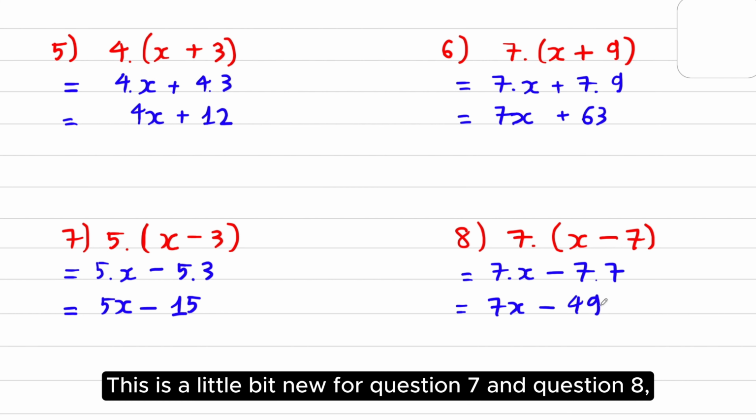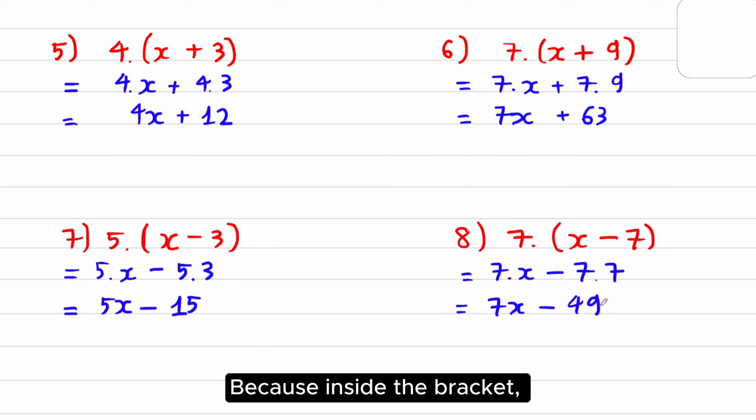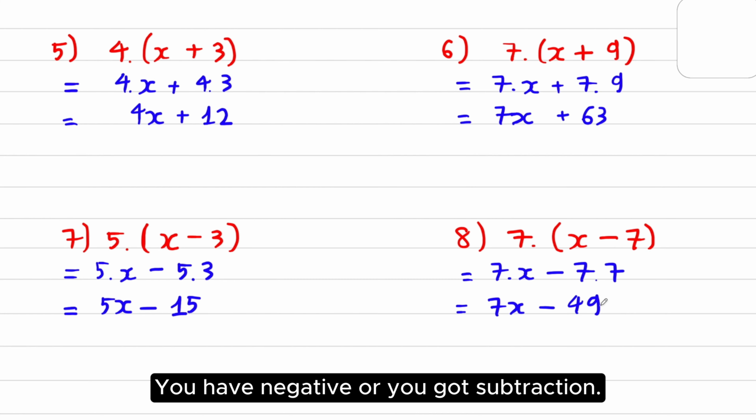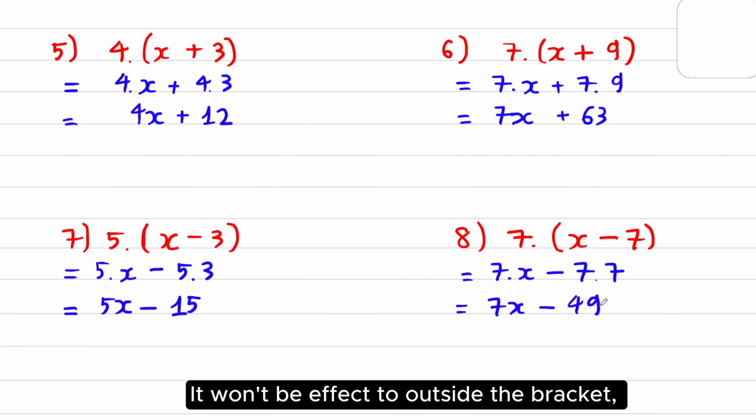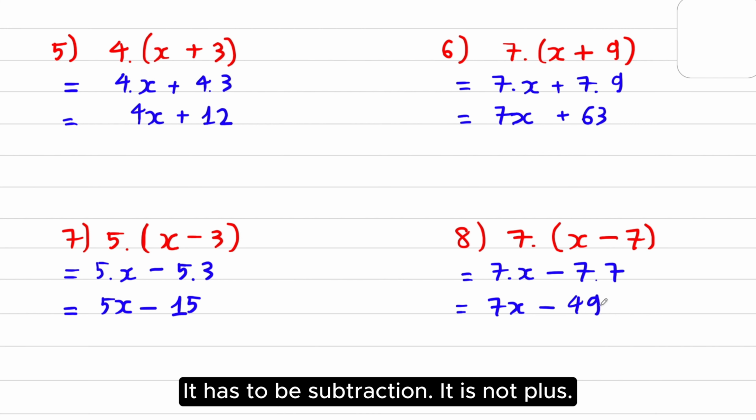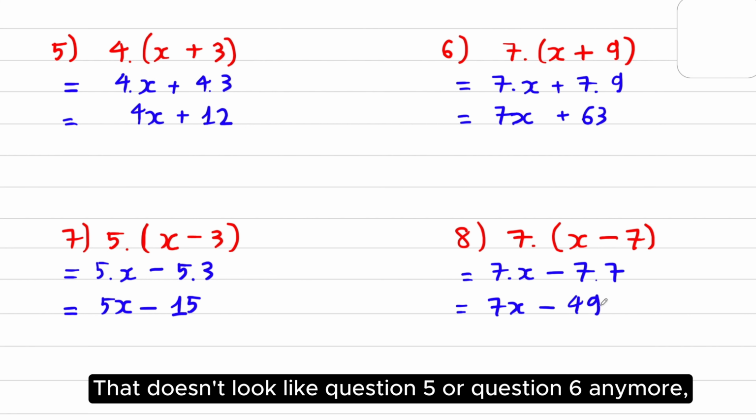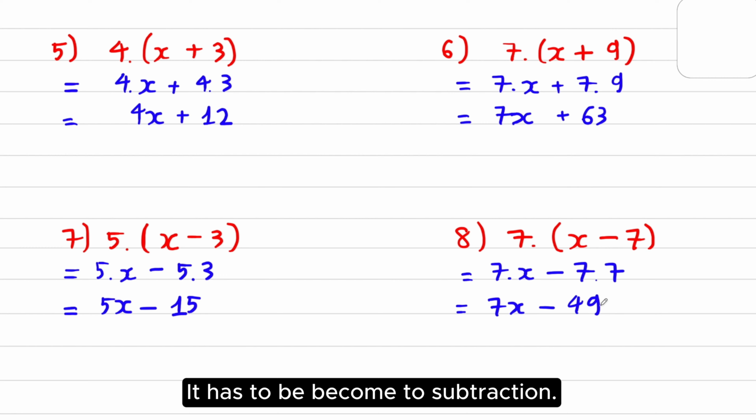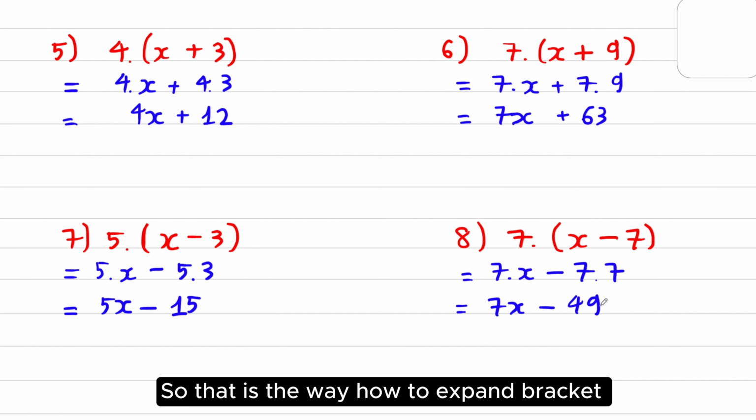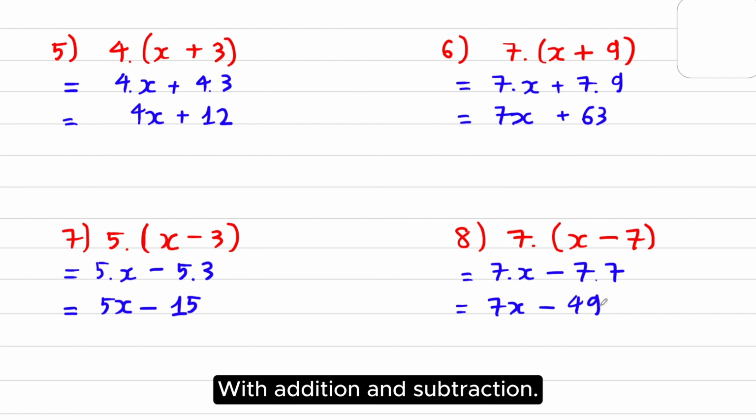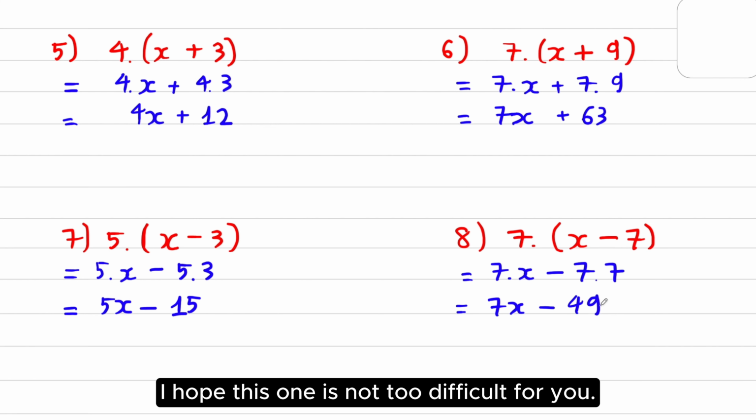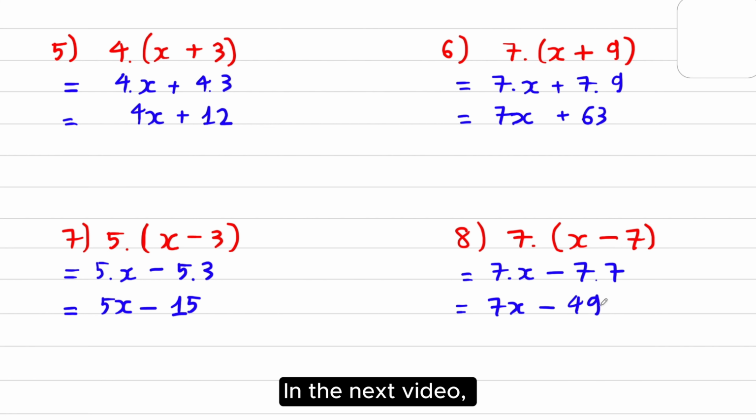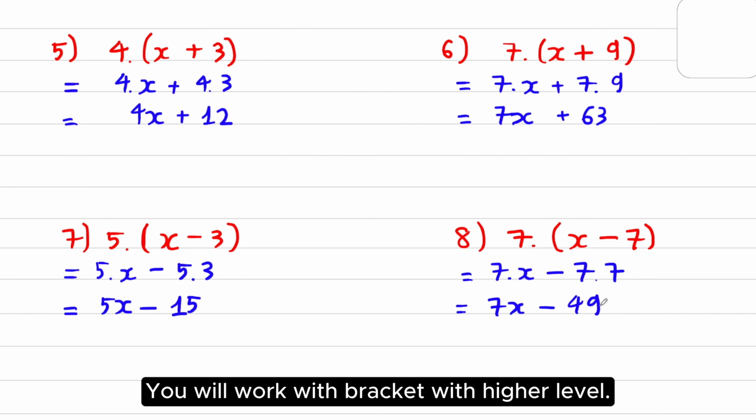This is a little bit new for question 7 and question 8 because inside the bracket you have a negative, or subtraction. So when you expand this bracket, the sign has to be subtraction. It's not plus like question 5 or question 6 anymore. It has to become subtraction. So that is the way you expand a bracket with addition and subtraction, and I hope this is not too difficult for you, and in the next video you will work with brackets at a higher level.